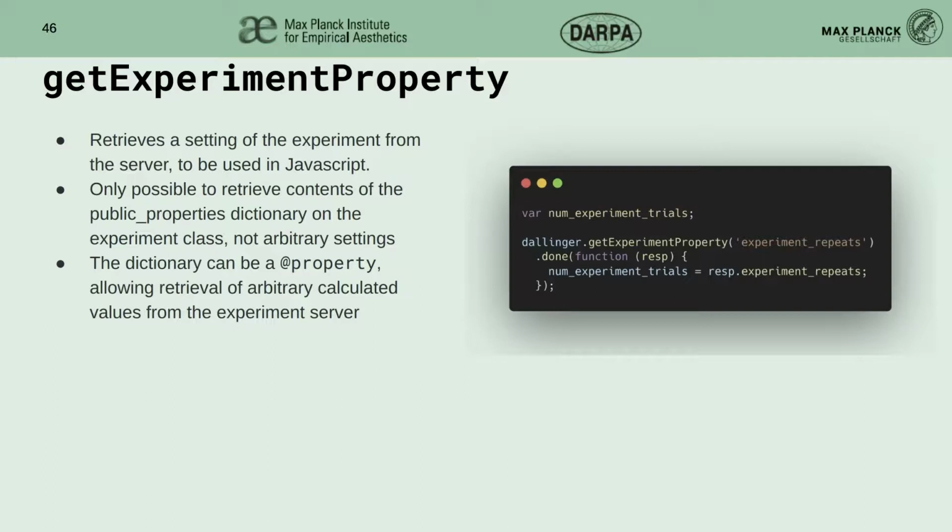Basically, if you want to use that num experiment trials with that value, you need to include it in that callback. Your whole experiment needs to live in that .done. Whereas if you could use async await, then you could just say await Dallinger.getExperiment property, experiment repeats, and then the code just runs like normal, like it reads like a human can read it.